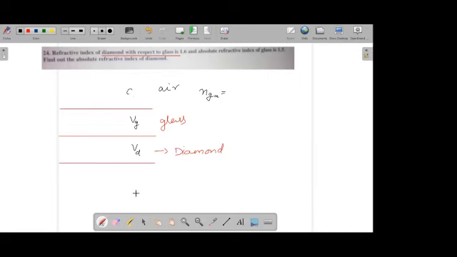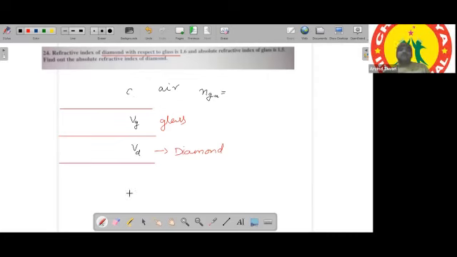Okay, see, the refractive index of glass with respect to air, we can compute by the formula c by Vg. This was the formula which we used: speed of light in air upon speed of light in medium. This is the refractive index of glass.